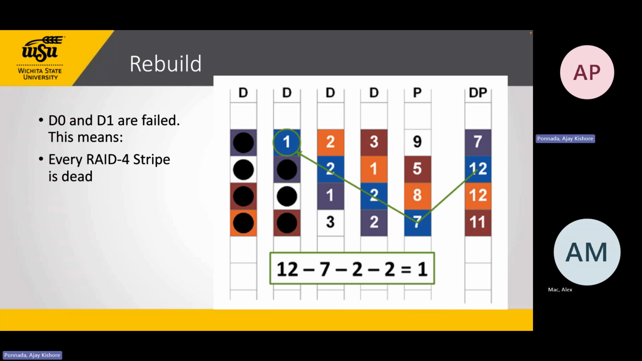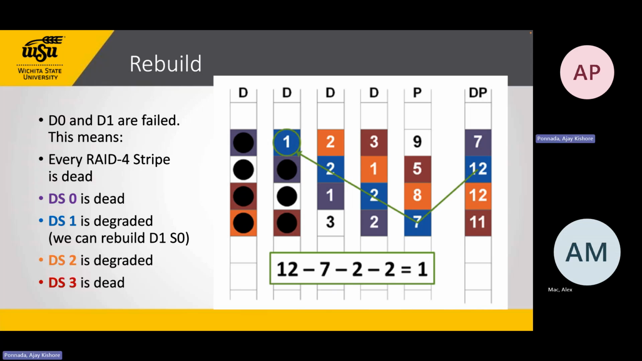D0 and D1 are failed, that's what we have just discussed. This means every element in one row stripe is dead, and every element in one diagonal parity stripe is dead, right? DS0 is dead here. DS1 is degraded, I mean, we just lost 1 element. Degraded means we just lost 1 element, and we have just seen how to calculate that. Next, DS2 is degraded again because we just lost 1 element here.